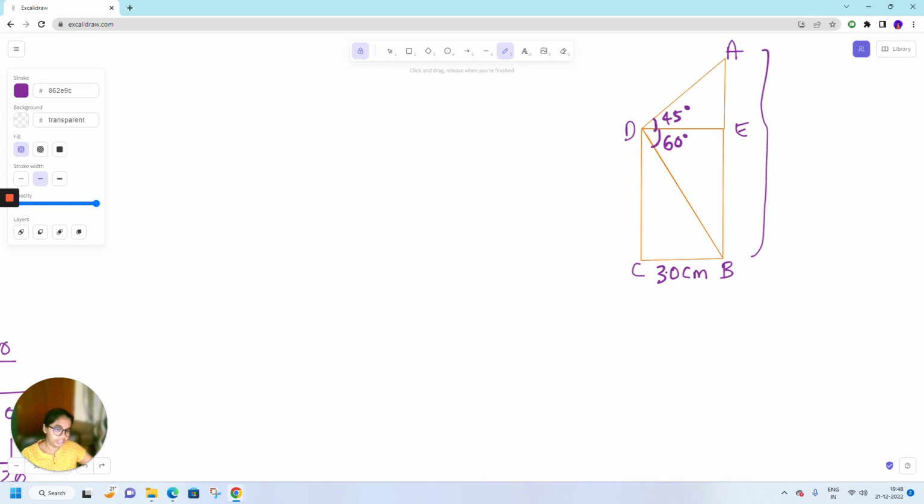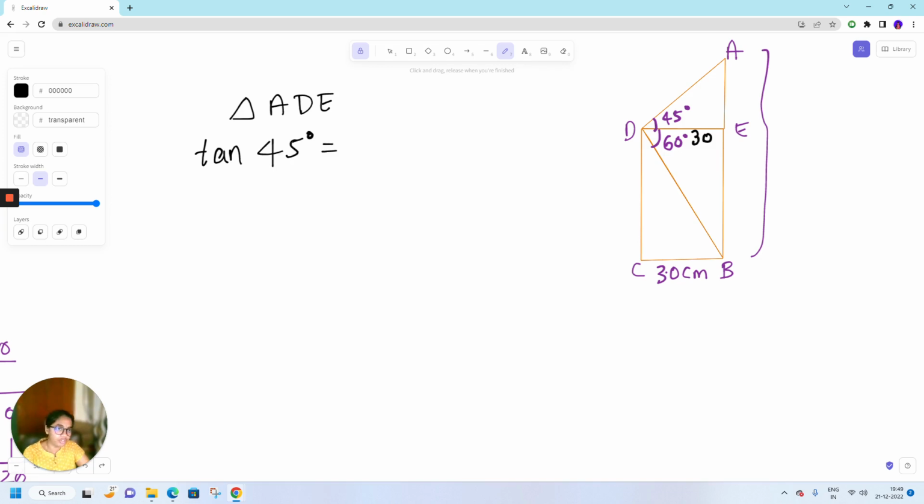So as you can see, BCDE is a rectangle. If the value of BC is 30 centimeter, even the value of DE would be how much? 30 centimeter, right? So let me write that as 30. Now, from the triangle ADE, we know the adjacent side. We need to find the opposite. So, which is the trigonometric ratio that has both opposite and adjacent? That is tan, right? So, let me write tan 45 degree.